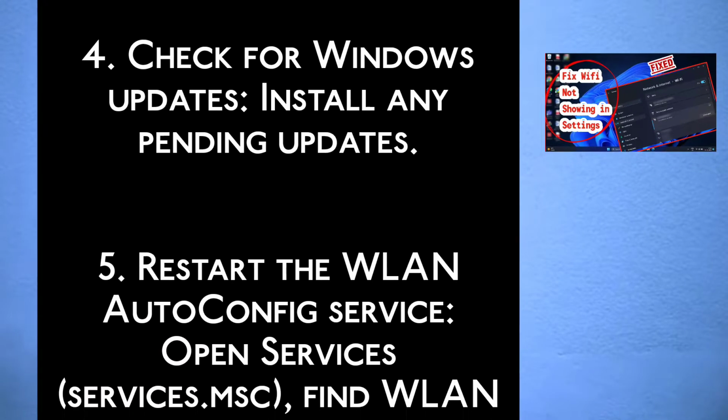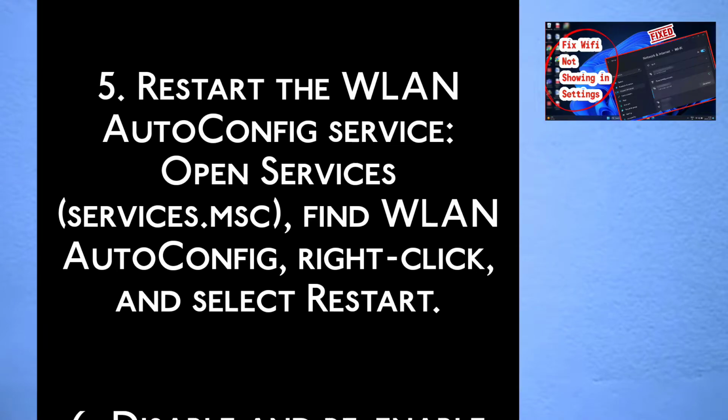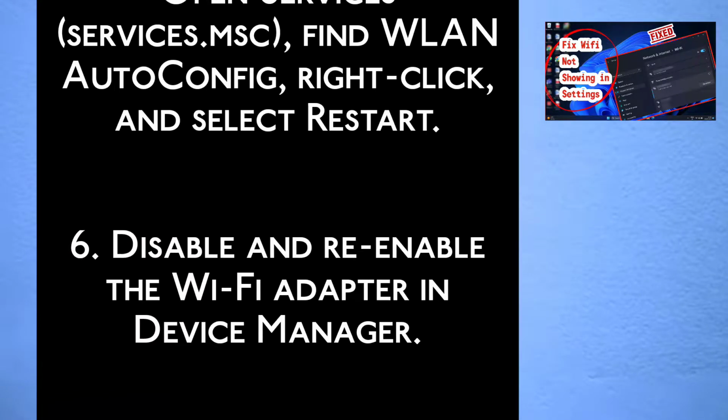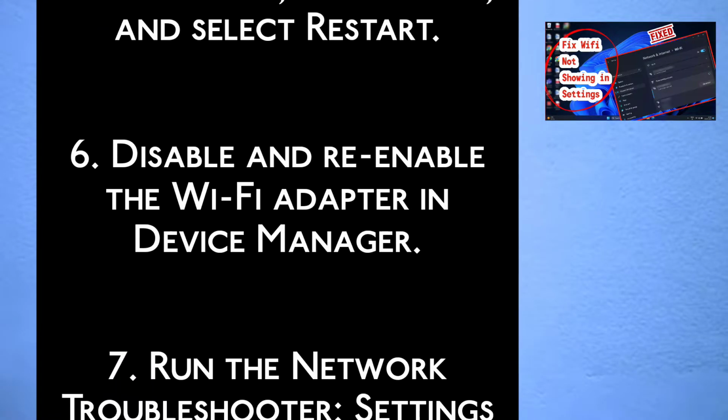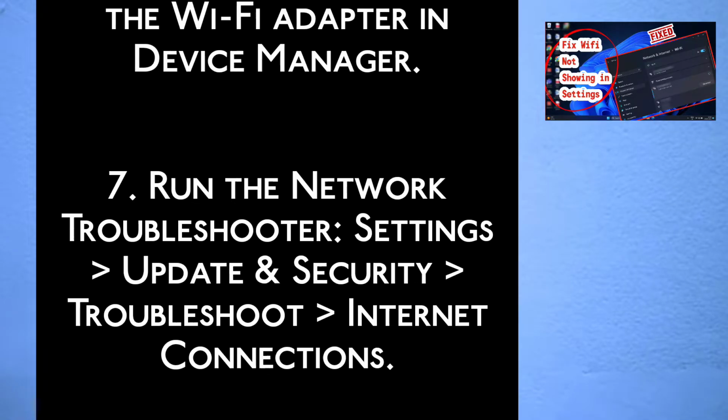Step 5. Restart the WLAN autoconfig service. Open services, services.msc, find WLAN autoconfig, right-click and select restart. Step 6. Disable and re-enable the Wi-Fi adapter in Device Manager. Step 7. Run the network troubleshooter.